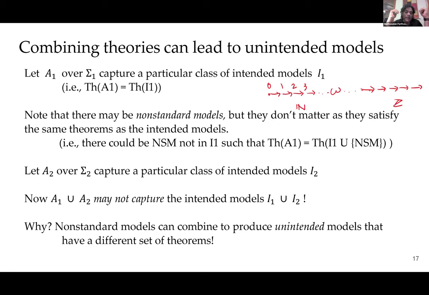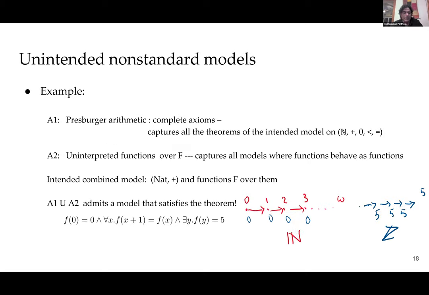A1 union A2 may not be, in fact, a complete theory. It may not have certain theorems, even if your individual theories were complete, in the sense that they were negation complete. Even then, this may not be complete. And the reason is very subtle. It's that non-standard models of each class can interact to produce unintended models that actually satisfy different classes of theorems, right? And so it can make one of the theorems about your intended class not hold because of this non-standard model. So let's look at an example.